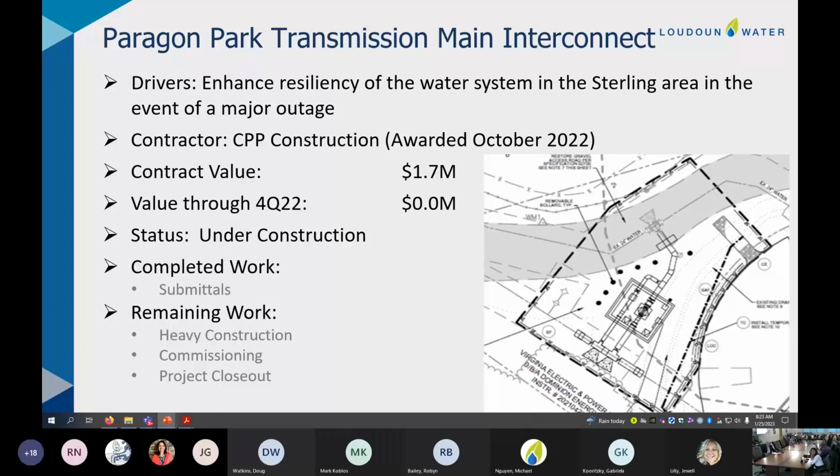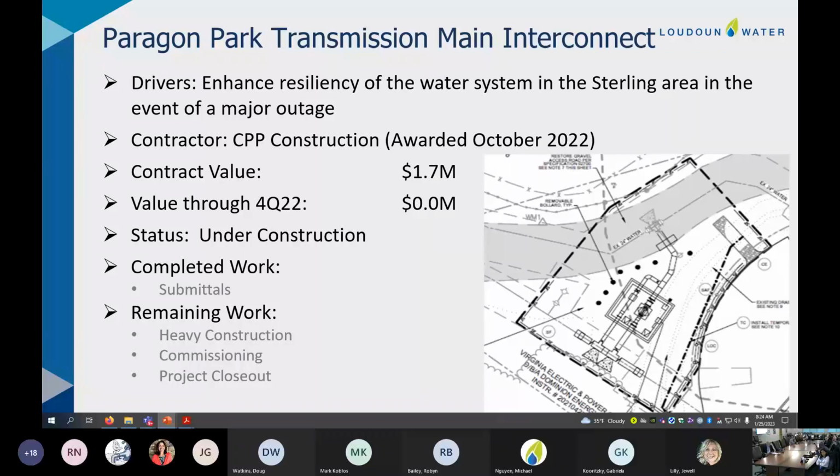Moving on to the Paragon Park transmission main interconnect project. The purpose of this project is to improve our resiliency and robustness in the Sterling area to cover us in the event of a major outage. We awarded this contract to CPP Construction at the beginning of the fourth quarter of last year at a $1.7 million contract value. Similar to the last project, we're under construction, but again, we're still in the paperwork phase of this project.